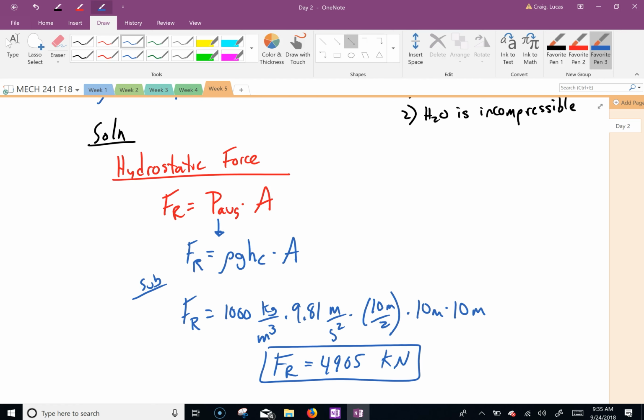So the area is what the water is touching. You see that? It's 10 meters high, but in and out of this screen or page is 10 meters width. Okay? So that's where the area comes into play. So you get 4905 kilonewtons. That's huge, right? I mean, that's a lot of water.